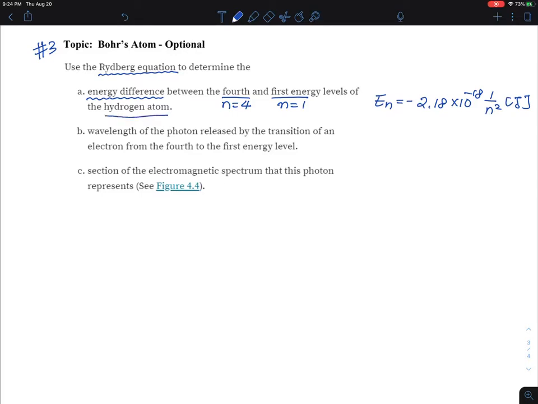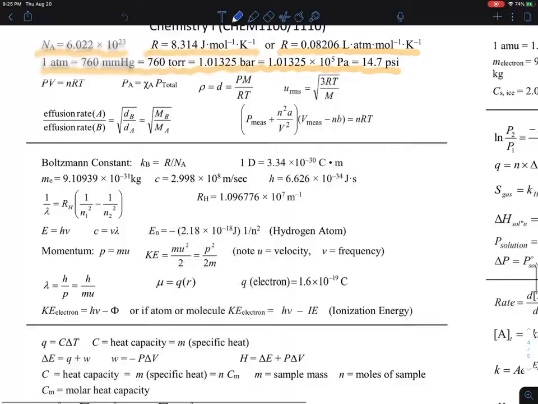Okay, and this is an equation you will be able to find in the reference sheet, where the energy of the quantized energy level depends on the level n. The equation just looks like that. You can find this equation, so you don't have to memorize it. Let's go back to the reference sheet.